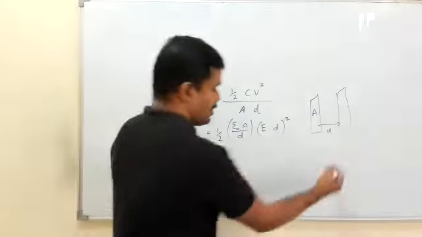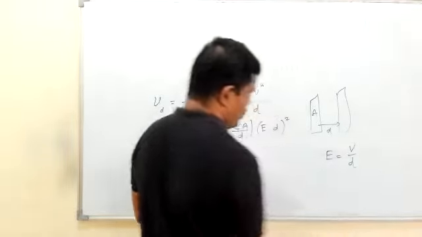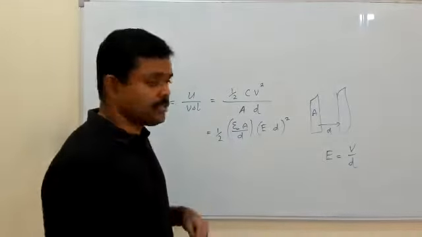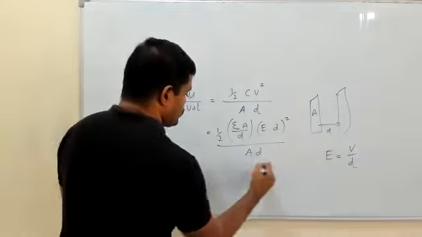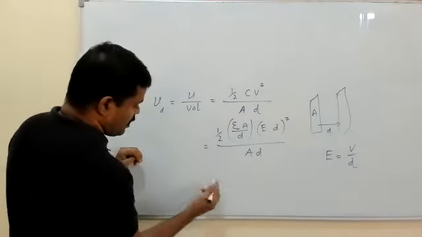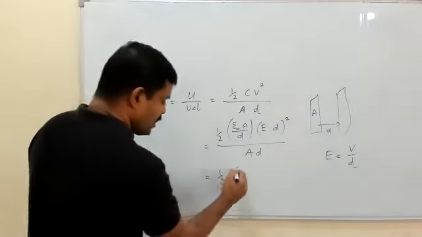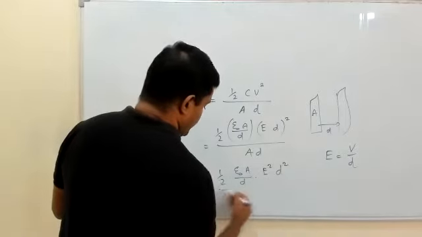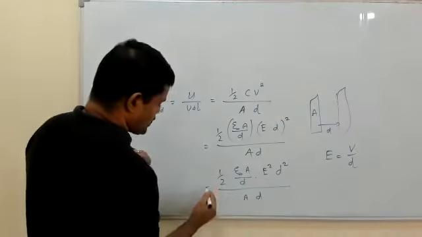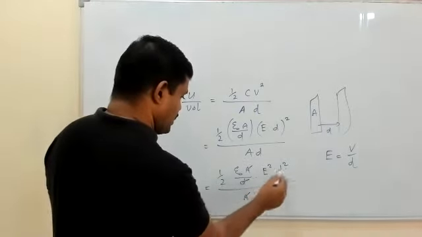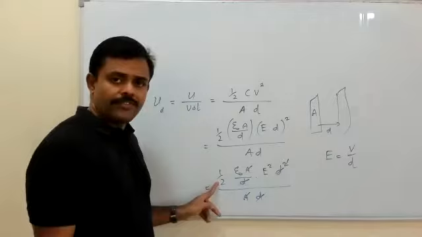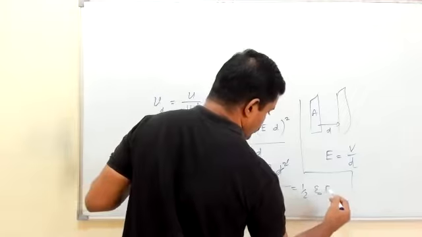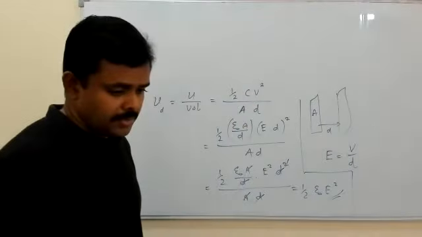Because yesterday we had one equation: electric field is equal to voltage by distance. Do you remember? Potential gradient E is equal to V by D. Cross multiply, this is E into D, the whole square over A into D. So let us simplify this. What do we get now? This is half into epsilon 0 A by D into E square D square divided by A into D. So let us cut these. A and A are cut, then D and D are cut, then D and D are cut. You are left with half epsilon 0 E square. So the final answer is half epsilon 0 E square. Did you understand?